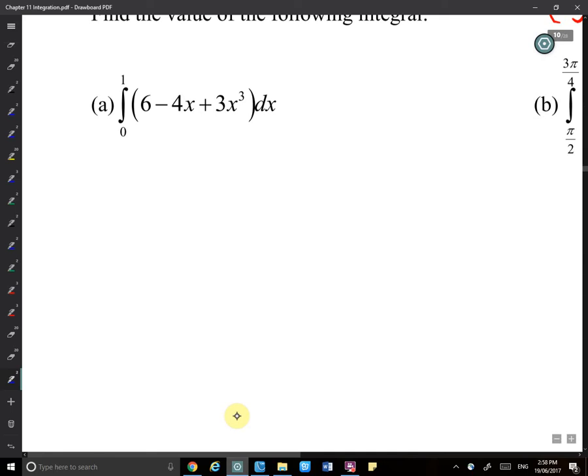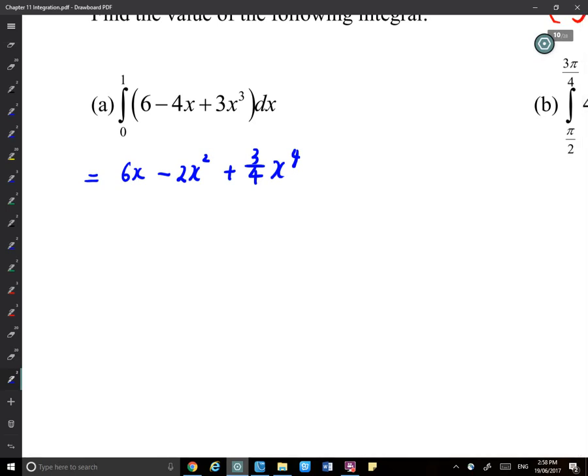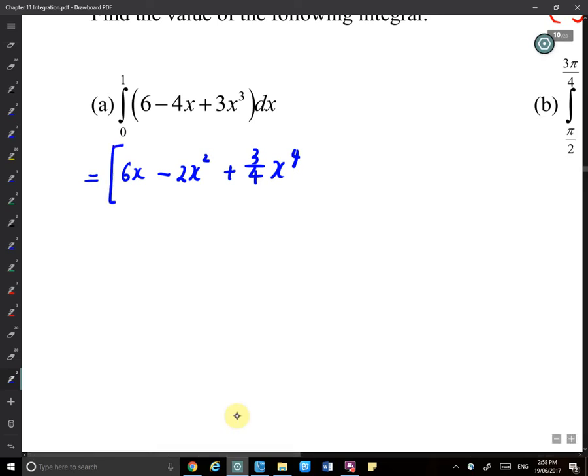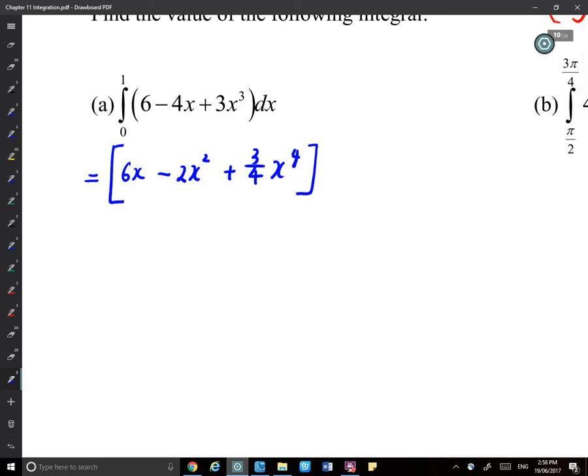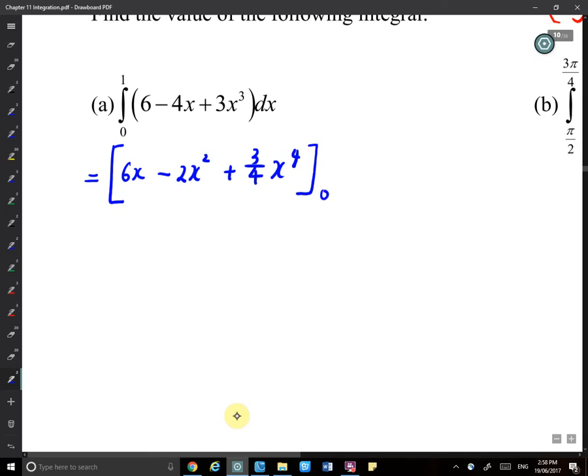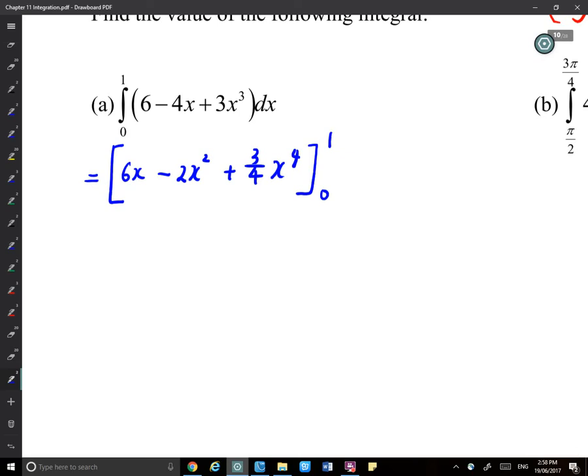So what we will have is 6x minus 2x squared plus 3 over 4 x to the power 4. Just do the integration. Before, you should plus c for an indefinite integral. In this case, we don't need to plus c. We just have whatever we have, and then we put a square bracket. It must be a square bracket. And we put the two limits beside that, 0 and 1, on the right-hand side, 0 to 1.